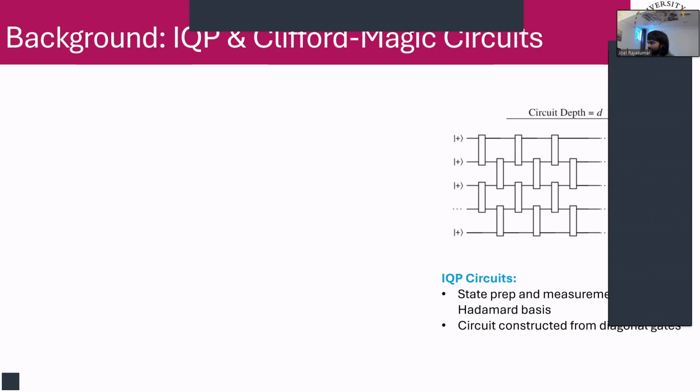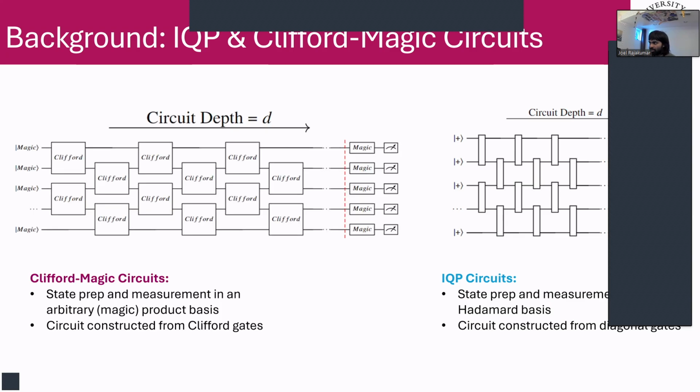So these were recently implemented experimentally by this collaboration out of Harvard, QuEra, and UMD. So they're interesting experimentally as well. Another related circuit you can think of is a Clifford magic circuit. We're calling it a Clifford magic circuit, but a similar thing has been talked about in other work, also called Clifford magic circuits. Basically, this is state prep and measurement in an arbitrary, you choose a magic basis, and the circuit is now constructed from Clifford gates.